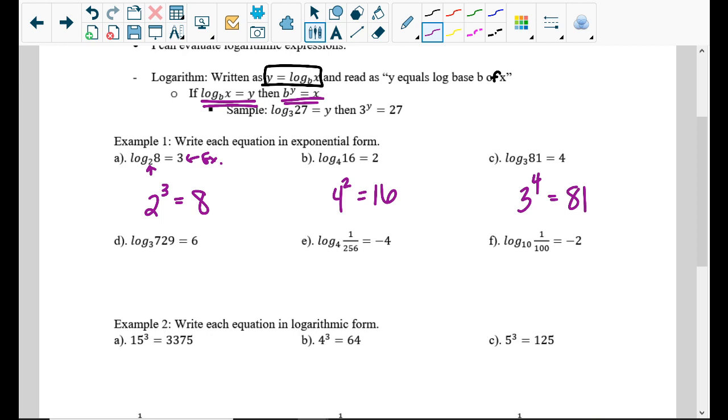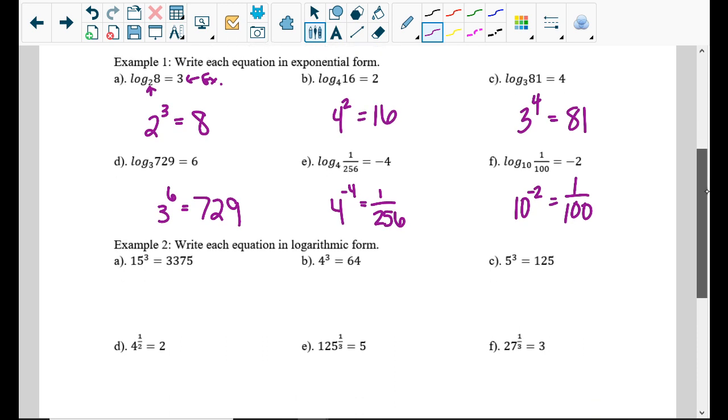It doesn't matter what the numbers are, you're just putting those values in those specific spots. So base of 3, exponent 6, 729. Base of 4, exponent negative 4, answer 1 over 256. So that negative gives me that fraction, right? And then base 10 of negative 2 equals 1 over 100. So that's writing it from log form into exponential form.